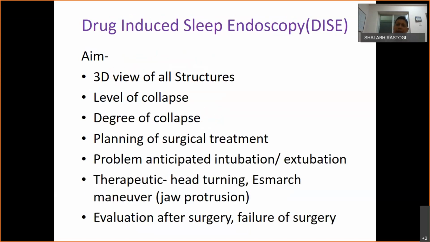Now, what are the aims of DISE? Why do we do DISE? So we get to see the three-dimensional view of all the structures. We can see the level of collapse. We can see the degree of collapse. We can plan our surgical treatment. We can evaluate the failure of the surgery. It can be therapeutic also. We can do head turning. We can do the Esmarch maneuver, which is called the jaw protrusion. Such type of therapeutic or interventional DISE are called interventional DISE.